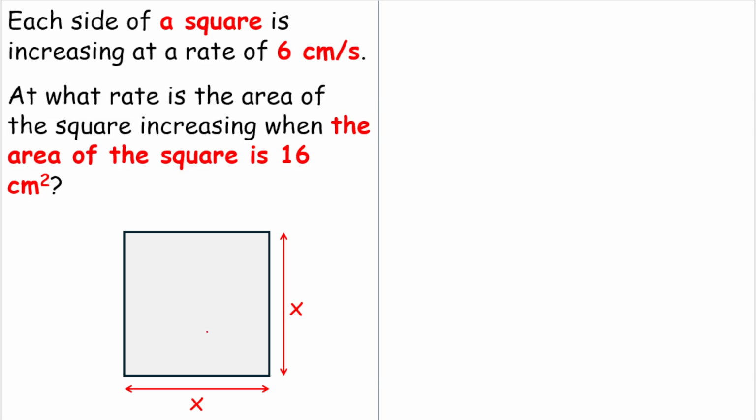A square is a rectangle with the same length, right? So let's name this side here as x, and this side is also x. So this is a square, and we need to find out the area of a square. The area of a square, of course, is the width times the height, right? So we will have the area equal to x times x. But this x is squared, so x times x equals x squared.